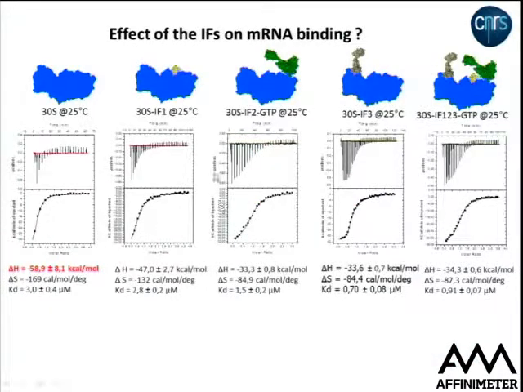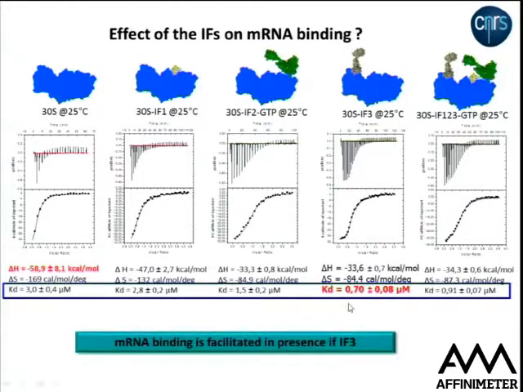And now if we add initiation factors, either IF1, IF2, IF3, or IF1, 2, and 3, you can see that there is a clear influence of the presence of the initiation factors on the binding, especially IF3, which improves the binding. And you can see that the thermodynamic signature of the binding is dramatically changed compared to the free ribosome. So there is a strong influence, especially of the presence of IF3, on messenger RNA binding, and this was not described in the literature.